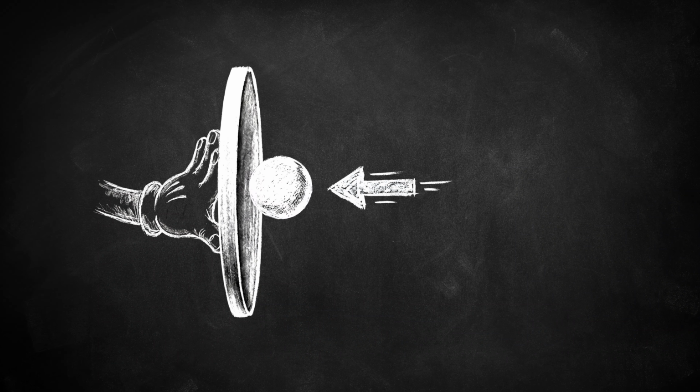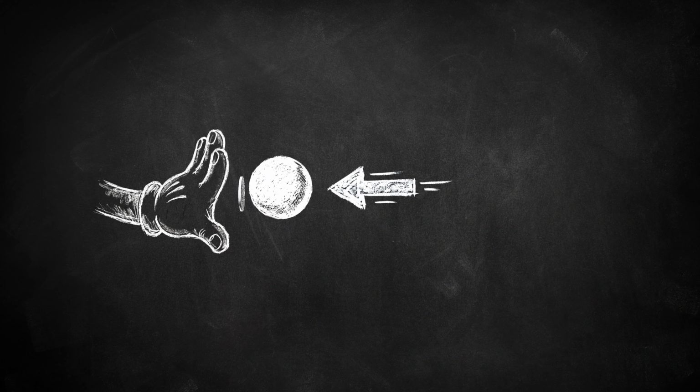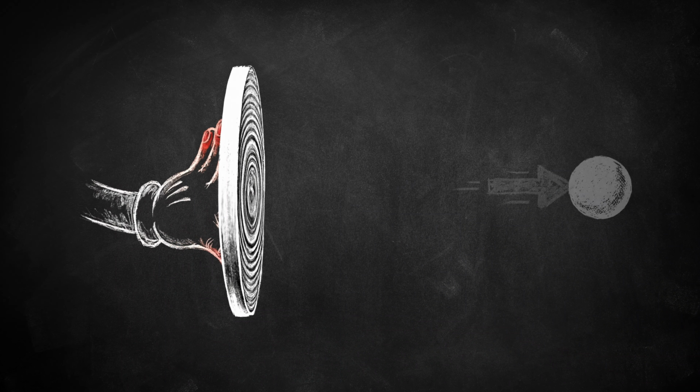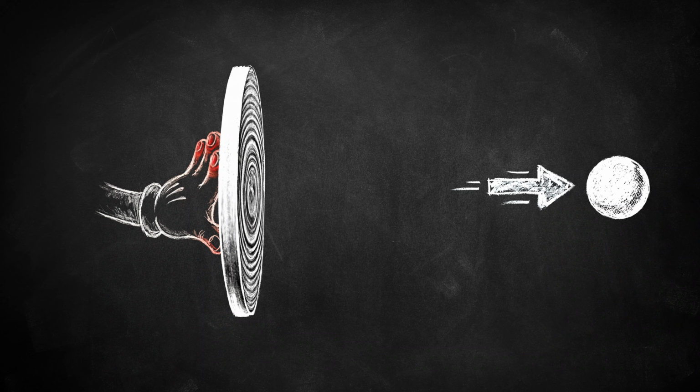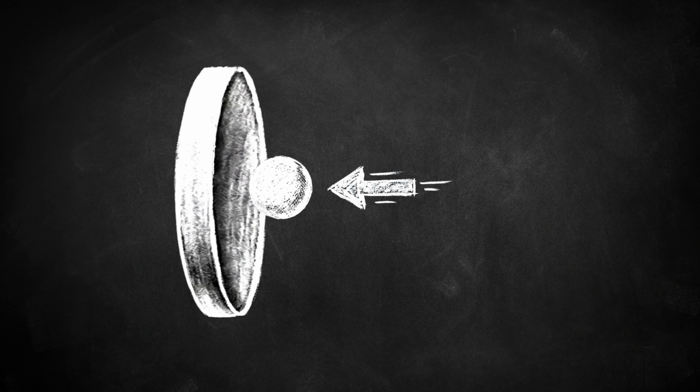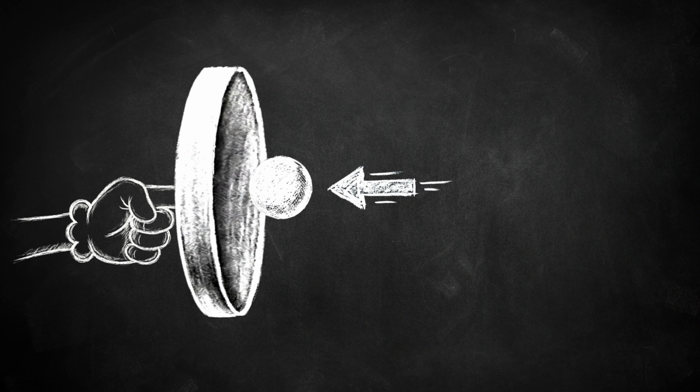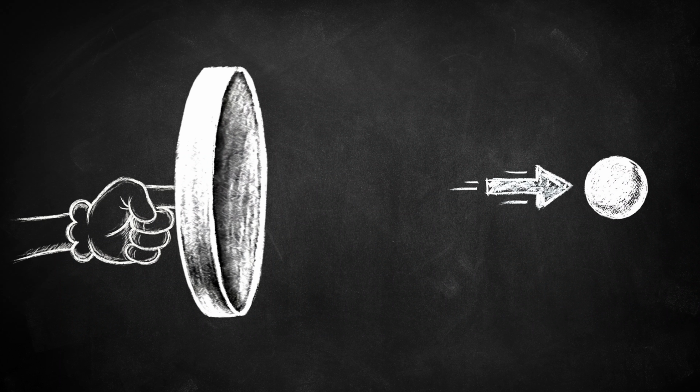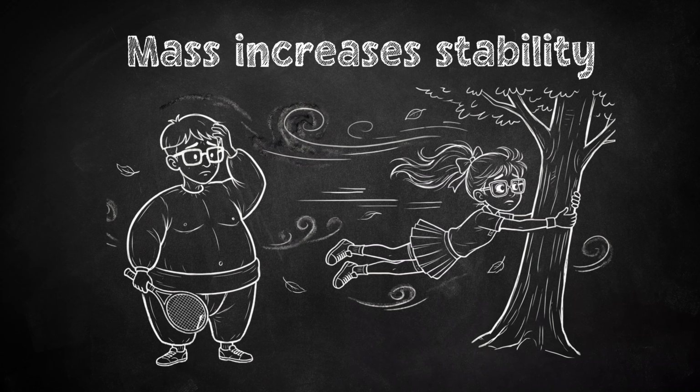When the ball collides, some of the momentum is taken up by inertia. The rest is transferred to the hand to prevent the racket from moving. What we can see here is that the heavier the racket is, the less momentum is transferred to the hand. Here we have a demonstration of how mass increases stability.